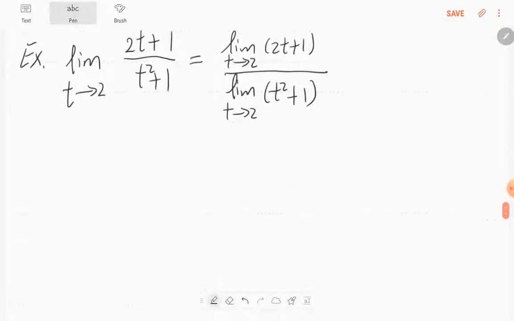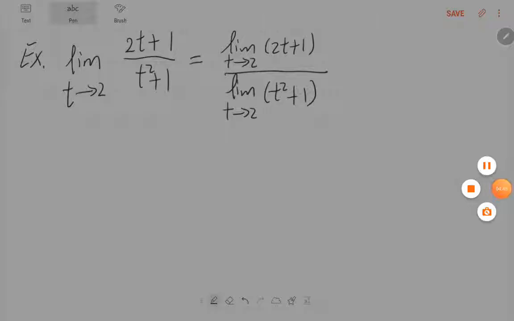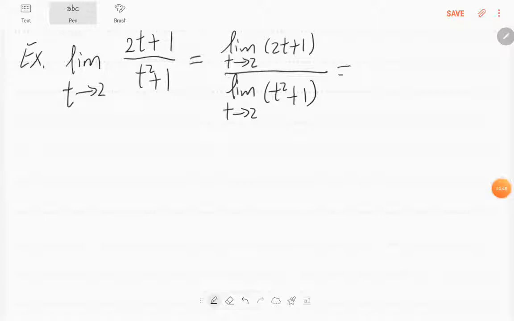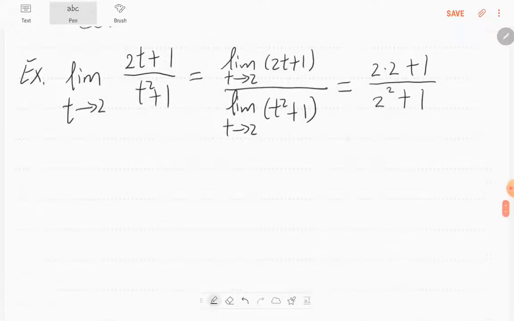Now let's look at this limit. The top is the limit of 2t plus 1, which is also a polynomial, right? So we plug in 2 times 2 plus 1, over the denominator, which is the limit of t squared plus 1. t squared plus 1 is also a polynomial, so you can just plug in the 2 directly. So it's 2 squared plus 1. At last, you will get 5 over 5, which is equal to 1.